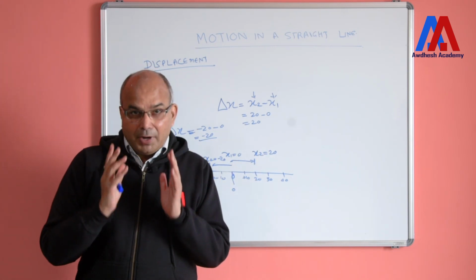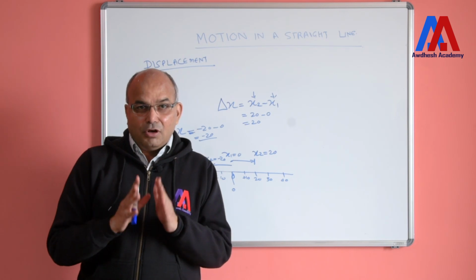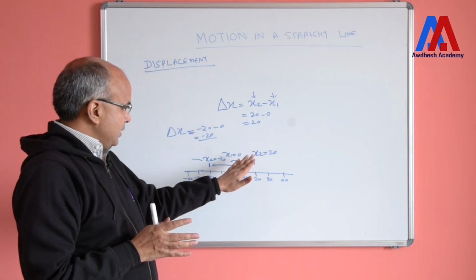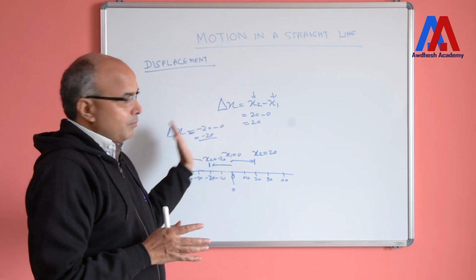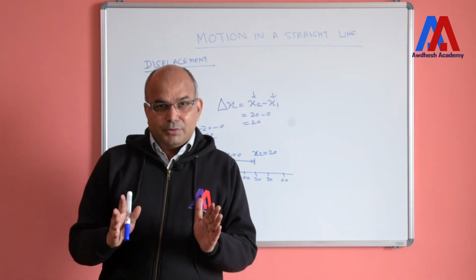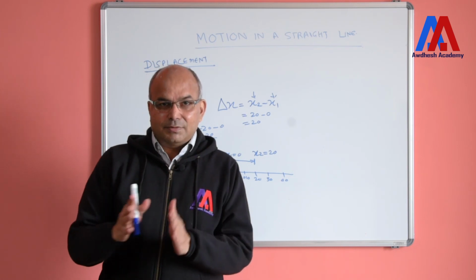But the path length is always positive. In both cases it will be 20, but as far as the displacement is concerned, it will be plus or minus. Now let me give you one more example to explain how the path length and the displacement are two different things.